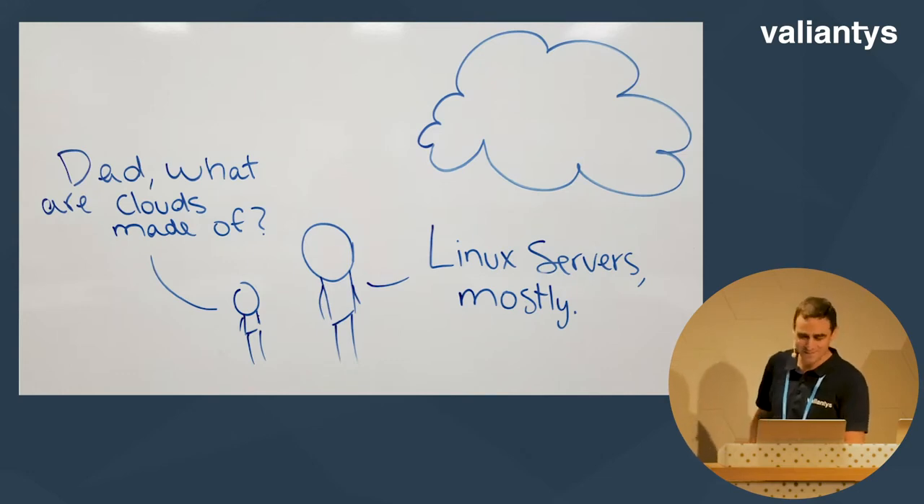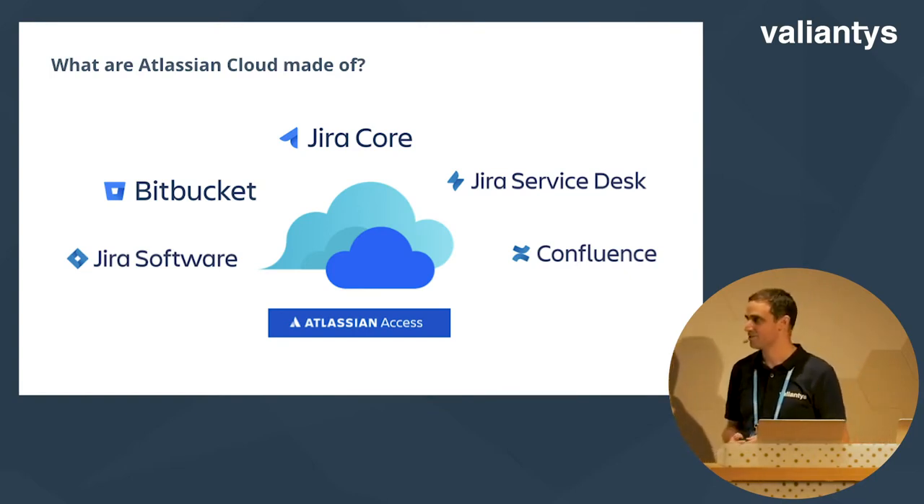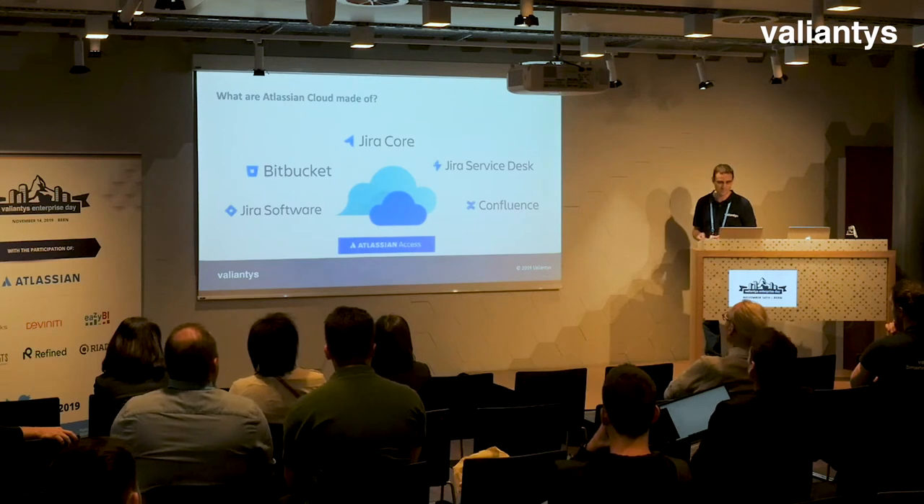Now that we know what the clouds are made of, what's in the Atlassian Cloud? So if you look at the Atlassian Cloud, we can see we already have the Jira Core, Jira Service Desk, Jira Software. We have Confluence, we have Bitbucket, and of course we have the Atlassian Access, which I'll talk about in more detail a bit later.